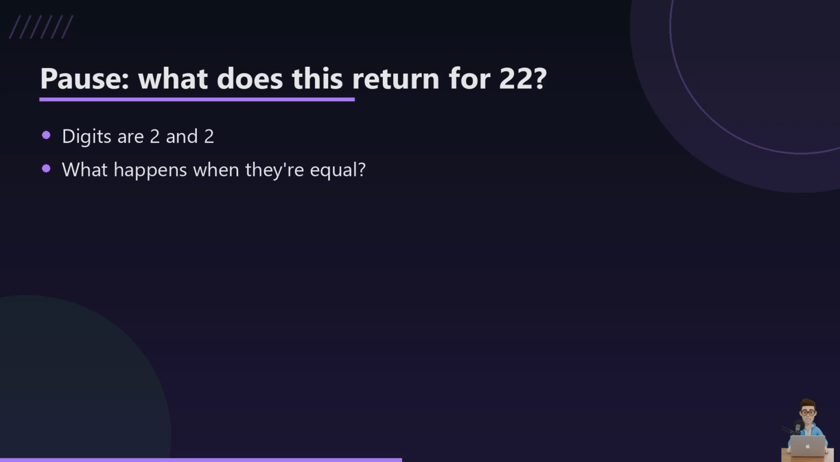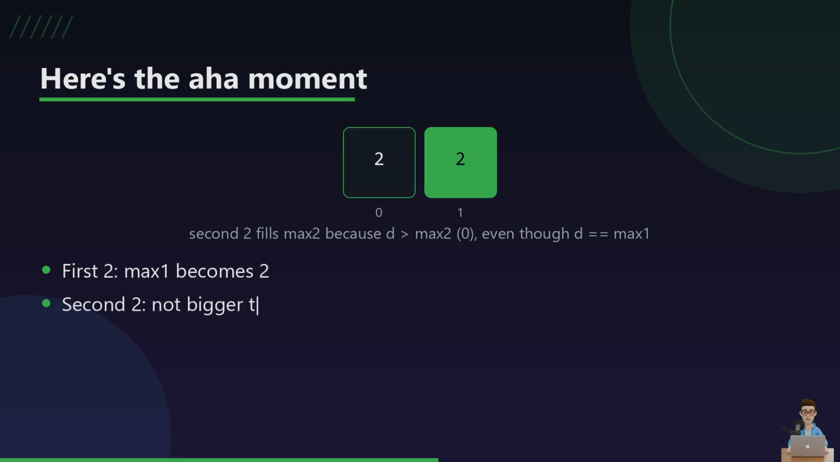N=22 is the adversarial input you should throw at this yourself before anyone else does. Duplicate digits, both maximal. Trace max 1, max 2 through both iterations before moving on. The second 2 fails the greater-than-max 1 check but passes the greater-than-max 2 check since max 2 is still 0. That's the exact mechanism that makes duplicates work without a separate equality branch. Any implementation that special cases equal-to-max 1 is redundant. The elif already covers it correctly.